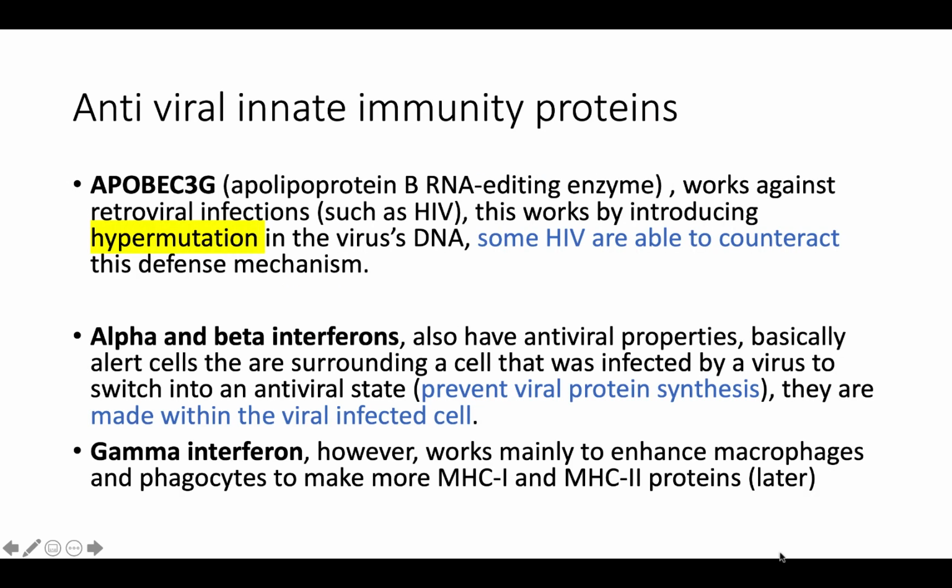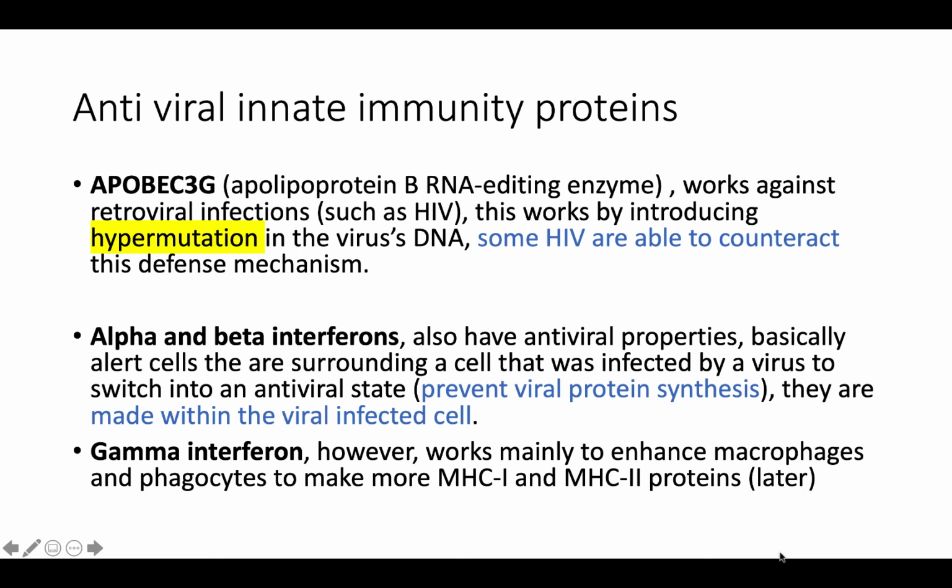Other antiviral innate immunity proteins: APOBEC3G, apolipoprotein B mRNA editing enzyme. It works against retroviral infections, viruses that can produce DNA out of RNA. It works by introducing hypermutations in the DNA that is produced by these cells.